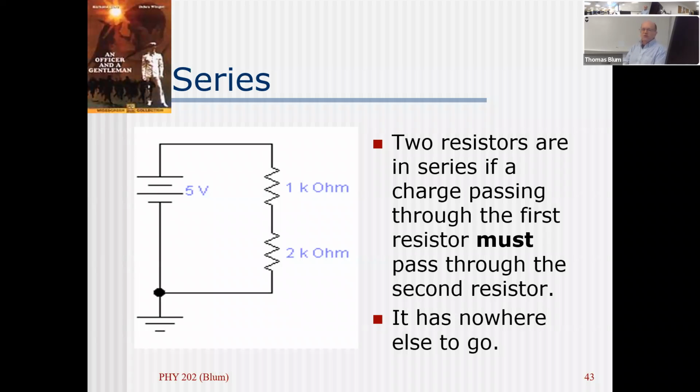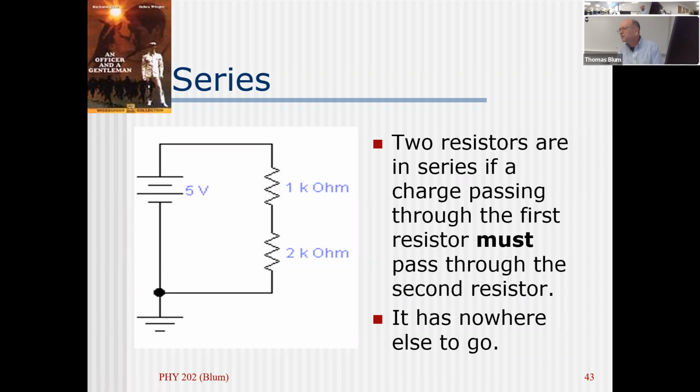So the two resistors are in series. Our definition of series is if the current that went through one must go through the other. So the charge leaves the battery, it went through one, it's got no place to go, it has to go through two. That is our definition of series.